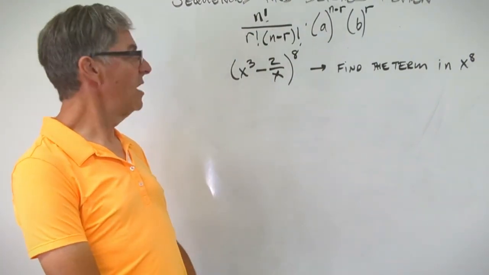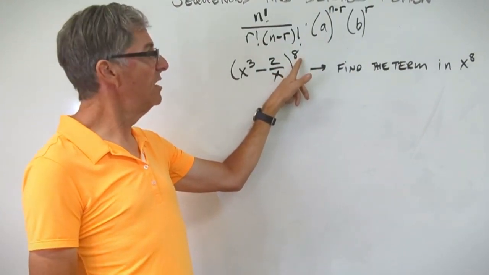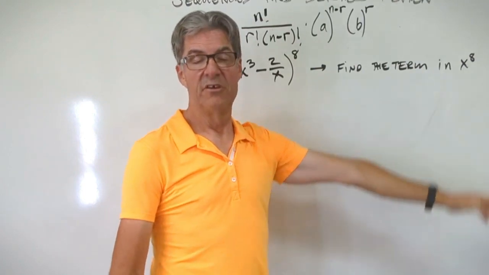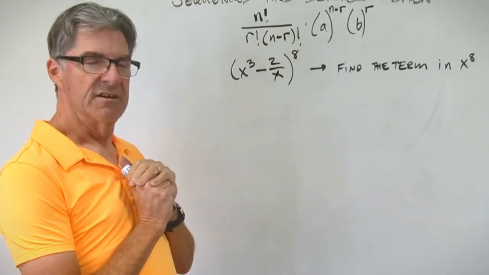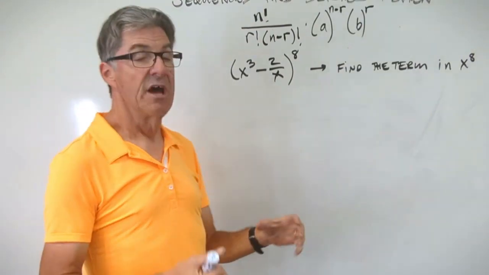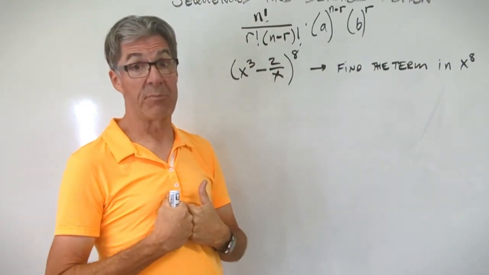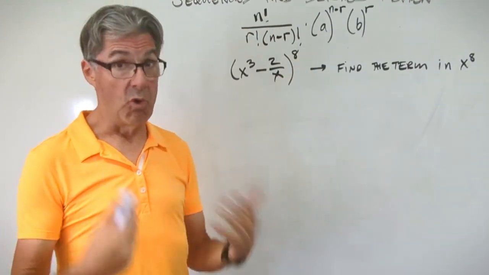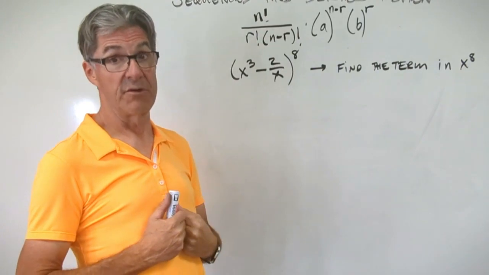Okay, so let's look at the prompt. Here is our expansion, these two components to the 8th power. And it's asking us to find the term in x to the 8th. So you have to unpack that a little bit. It's actually pretty straightforward if you rearrange this prompt. Basically, it's find the term that has x to the 8th power in it. So you're going to have a whole bunch of terms from this expansion, and one of those terms is going to have an x to the 8th power. And that's the term that we're after.